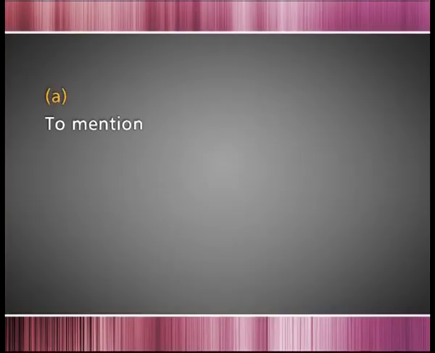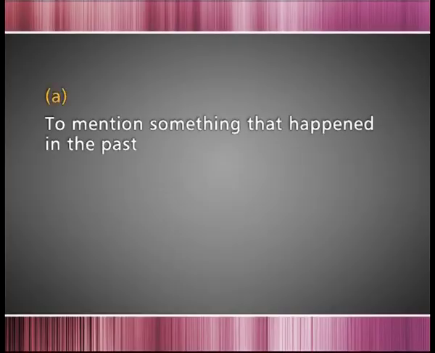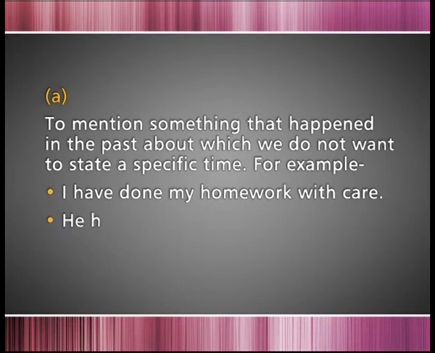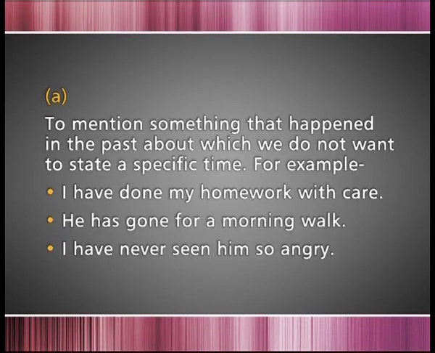Uses of the present perfect tense. The present perfect tense is used A. to mention something that happened in the past about which we do not want to state a specific time. For example, I have done my homework with care. He has gone for a morning walk. I have never seen him so angry.